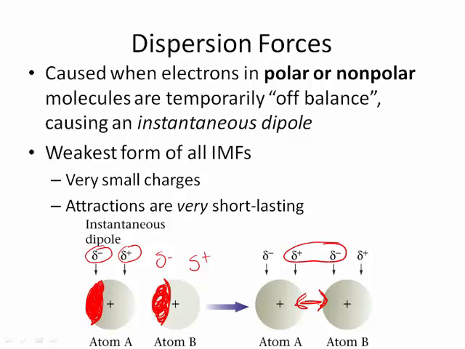From time to time, you'll see this off balance of electrons on atoms, and they will have this dispersion force attraction between two atoms. But again, it's very, very short-lived, because as soon as those electrons get back balanced, then they will not have that dispersion force between them. They won't have that attraction between them.